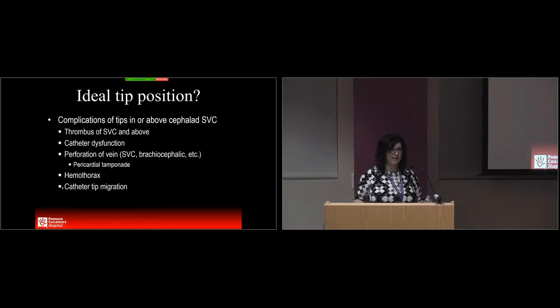The other risk is catheter tip migration. So if you have a line placed from the left and it's short, let's say the tip is in the upper SVC, that catheter can flip up into the right brachiocephalic vein and cause thrombus, as well as result in fibrin sheath formation.